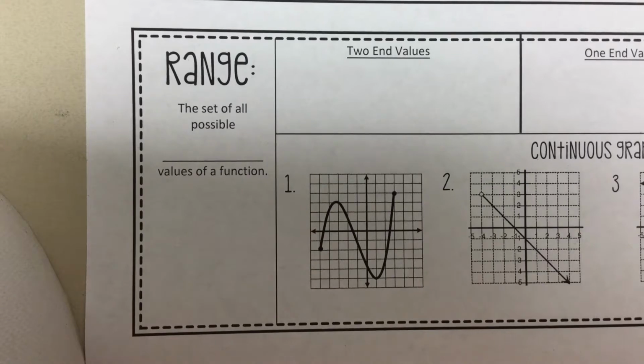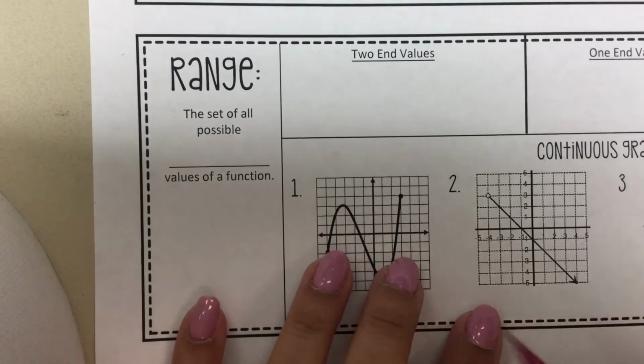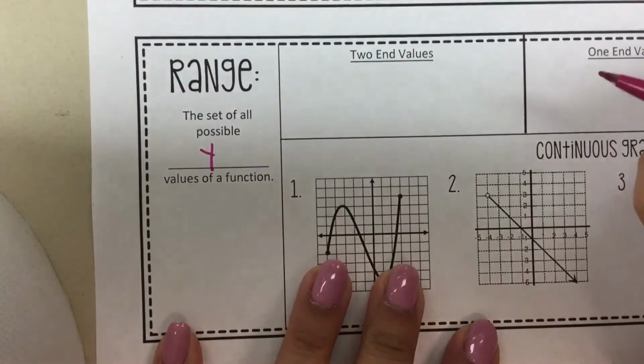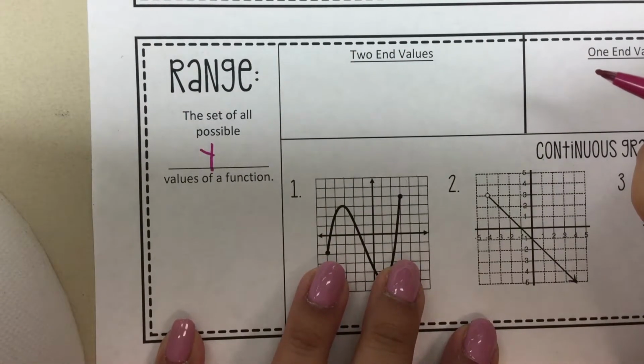We covered continuous domain last time. Now we're going to work on continuous range. The process is very similar. So let's get started. Range. It's a set of all possible y values of a function.